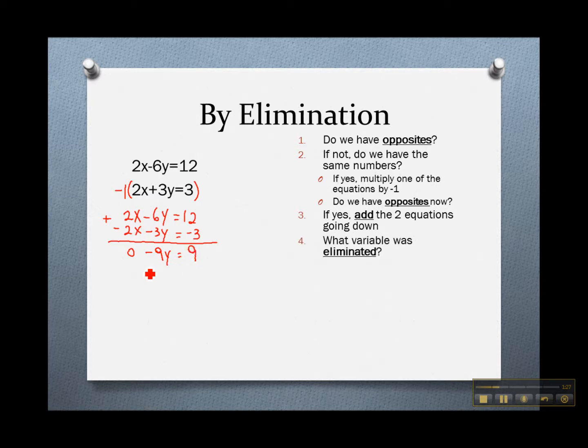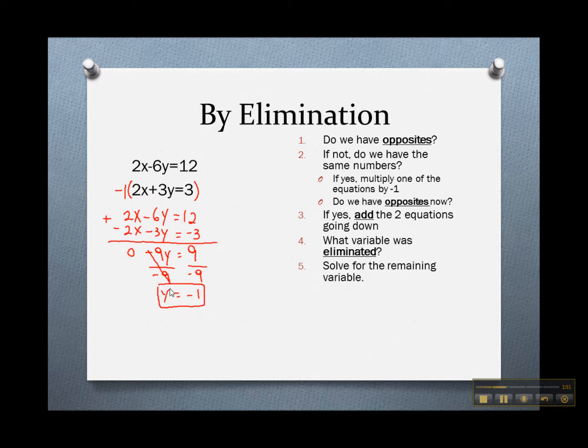So what variable was eliminated? My x was eliminated. So now I need to solve for the remaining one. All I need to do is divide this by negative 9 on both sides. This is gone now, so I get that y equals 9 divided by negative 9, which is negative 1.